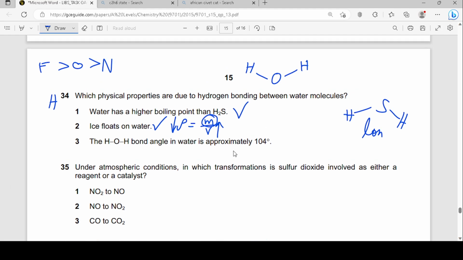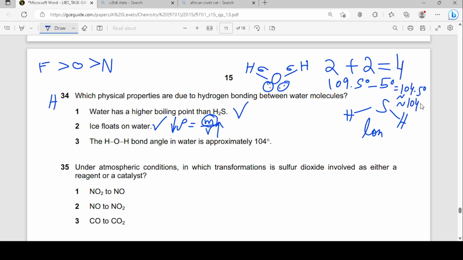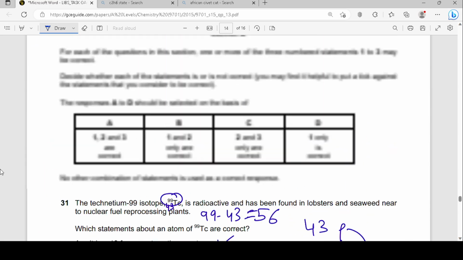And then the HOH bond angle in water is approximately 104 degrees. Yes, we already mentioned that in a previous question in this paper. There are two sigma bonds and two lone pairs of oxygen, so it has a steric number of 4. Because of that, you would assume a 109.5-degree bond angle. But because of the two lone pairs, the bond angle reduces by 2.5 times 2, which is 5 degrees. So it becomes 104.5 degrees, which is approximately 104, if you round it down. They said approximately, so it's fine. So basically, all three statements are right, which means the answer is A, I think.